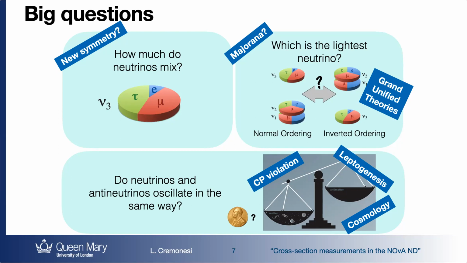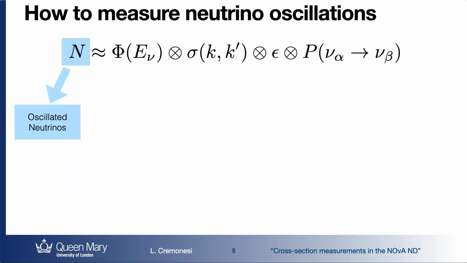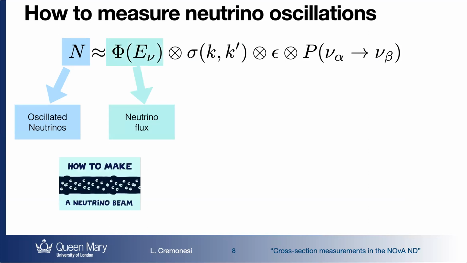So far I told you why neutrino oscillations are interesting, but how are they connected to neutrino interactions? If we want to measure neutrino oscillations, we need to predict and know how many oscillated neutrinos we find at our far detector. And this number actually depends on quite a few factors. First up, it depends on how many neutrinos we actually generated, so how many neutrinos we produced in our experiment. So the first dependency is on your neutrino flux.